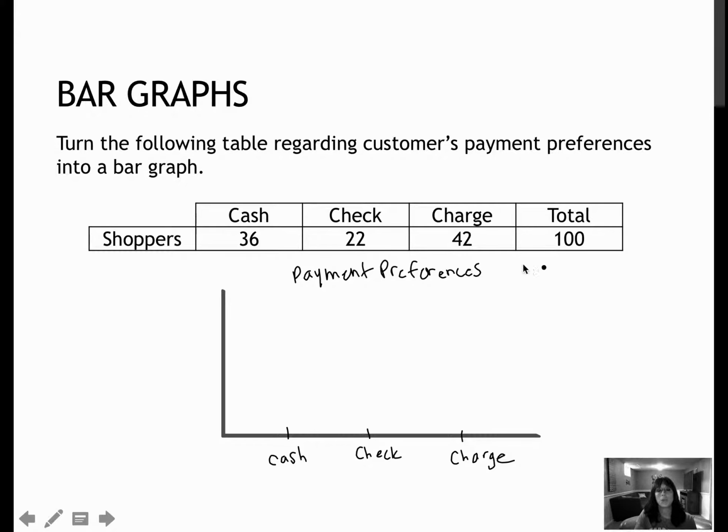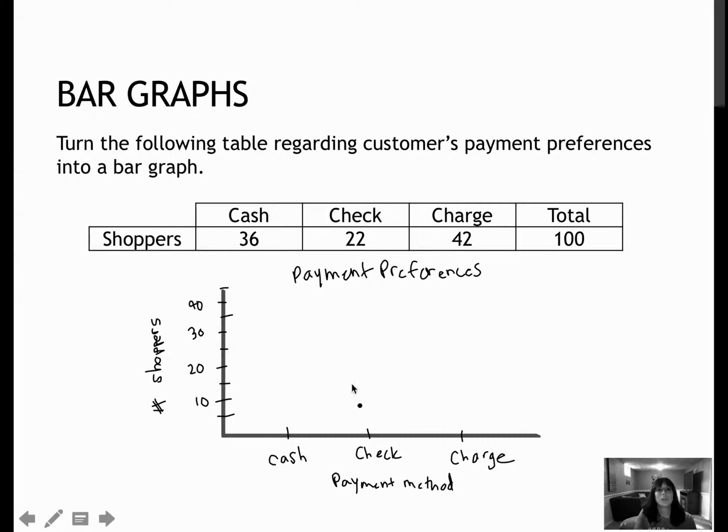I know I have a total of 100, but I need, on the left side, this is our payment method. I know on the left side, I want to put the number of shoppers. I know that needs to go up to about 42. So I'm going to mark every other line. And it's important that those spaces are the same distance apart as best you can.